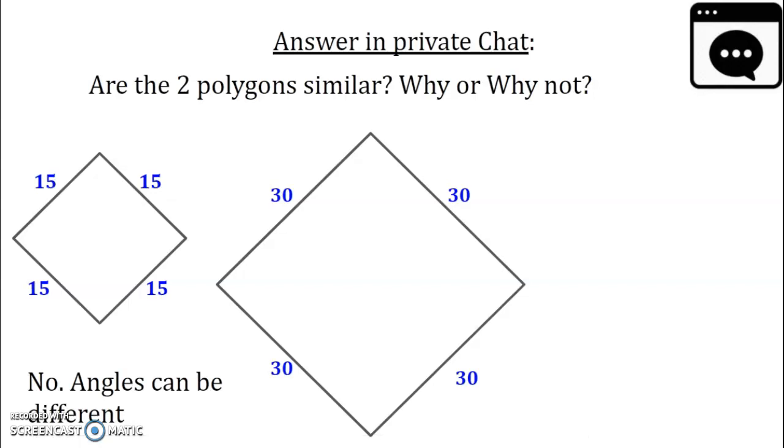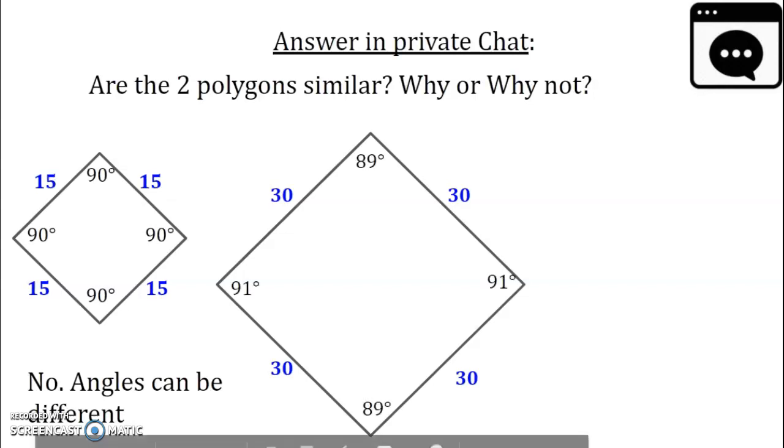But remember what we saw before, that this looks like 90 degrees, but this could actually be 89 degrees. You can't just trust your eyes and say, oh, the angles look the same, therefore they have to be the same. It could be slightly off. If it's just a little bit off, even 1 degree or even 0.1 degrees off, then they are not congruent, so they are not similar.